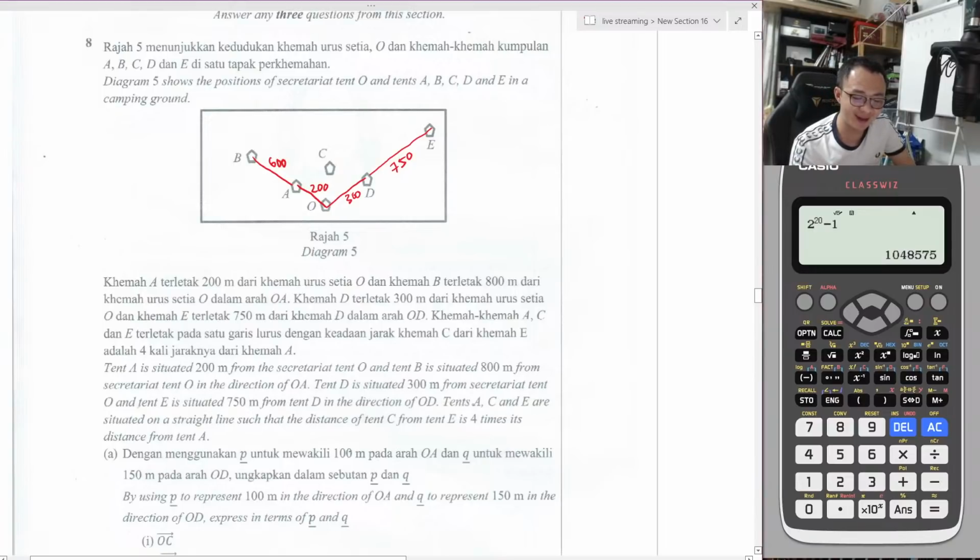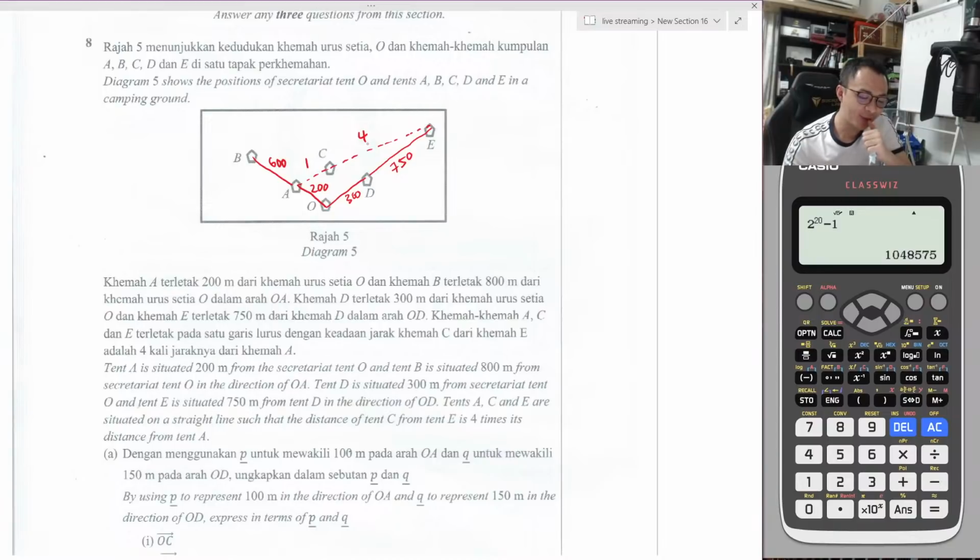So, and then ACE are situated on a straight line, such that the distance C from E, let me draw the straight line first. So this one will be the straight line. Alright, so that the C from E is 4 times from A. So here will be ratio 1, here will be ratio 4, according to the question. Alright, this is everything I know.